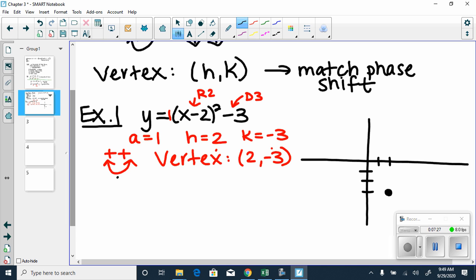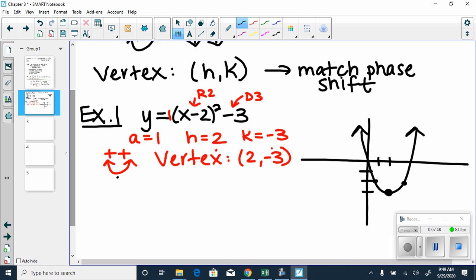Okay, so the next points, and we're just going to do a sketch here, but the next points are going to be over 1, up 1, and that would be your parabola. So I just need you to sketch the vertex. You need to be able to find the H, the K, and things like that.